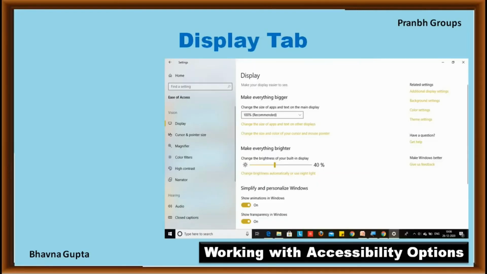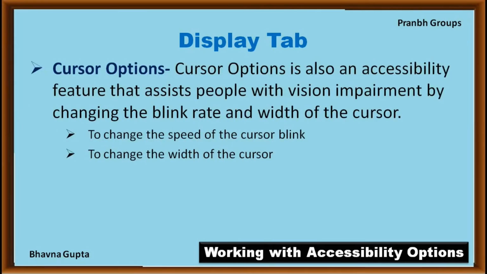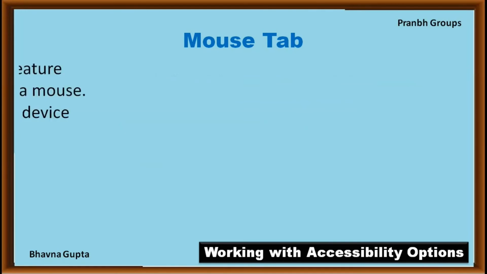The next tab is the display tab. There are two options. First is high contrast and second is cursor options. High contrast is an accessibility feature to assist people with vision impairment. You can change the size and color of fonts and the background for ease of viewing. The second option is cursor options. Cursor options is also an accessibility feature that assists people with vision impairment by changing the blink rate and width of the cursor.